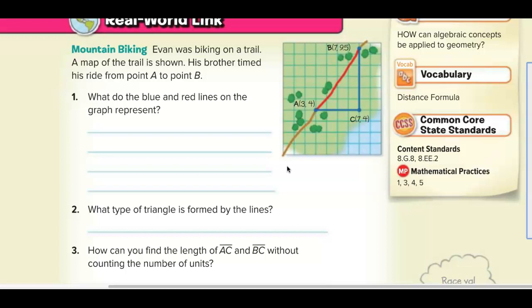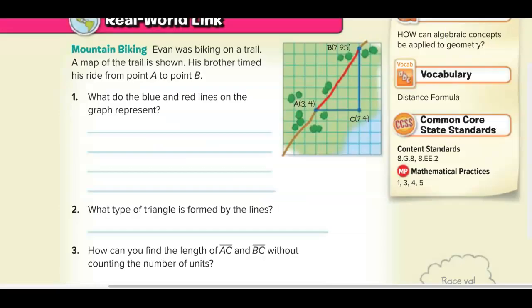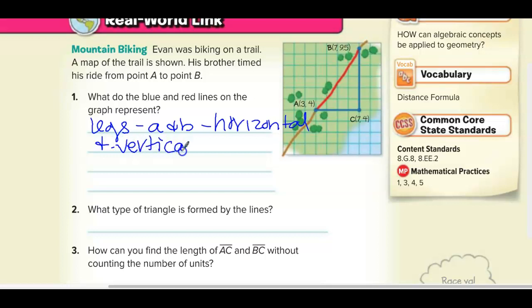Legs. The legs of a right triangle. I agree with that. What else are they? We talked about it. A and B. Yes, they are A and B in the formula. Right triangle. They're the horizontal change that he took and then the vertical change. So they're the horizontal and vertical change that he took on his trip, right?